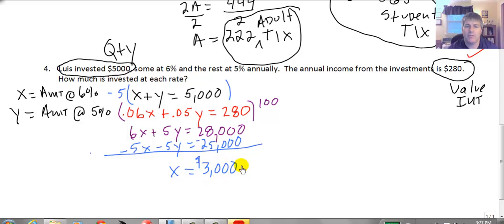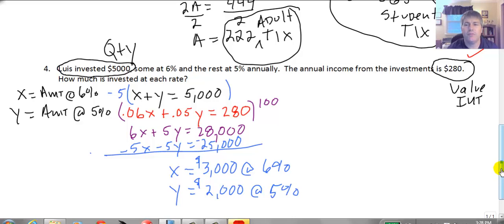So then I know he's invested $3,000 at 6%. And if he only invested a total of $5,000, you could probably eyeball that, do that in your head. You can see that he has to invest the other $2,000 at 6%, or pardon me, at 5%.